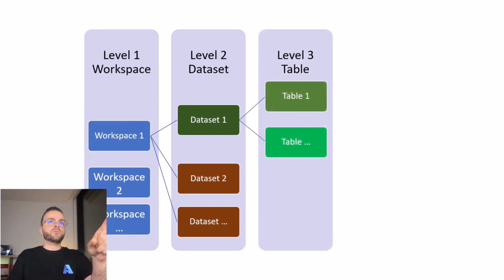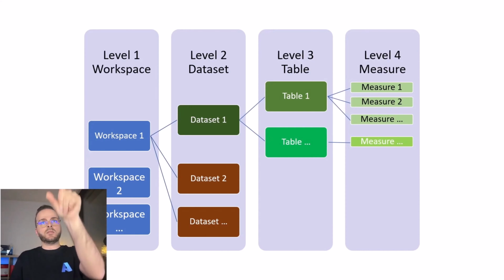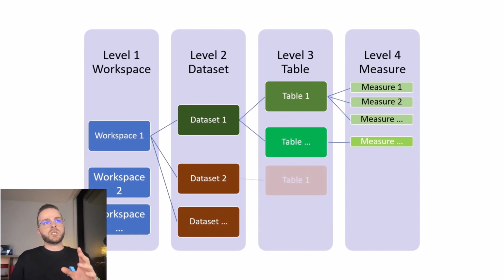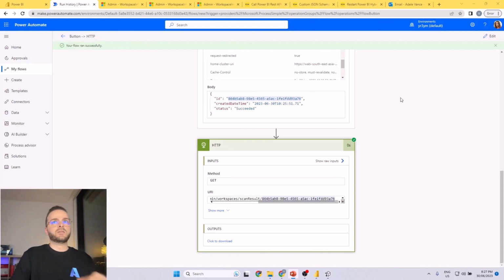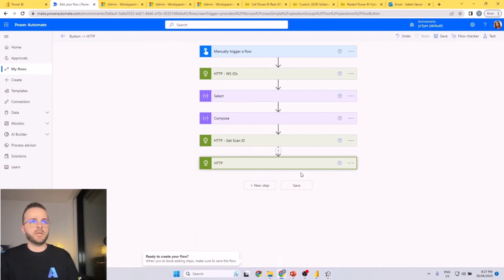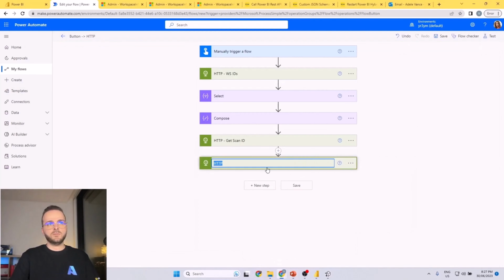For example, if dataset 1 has 2 tables, then scan those tables. And from table 1, this has, for example, 10 measures. Table 2 has 100 measures, and then go to the next dataset. Table 1, 2 measures, and then to the next dataset, next table, and pull out all measures from there. So now let me rename this one.